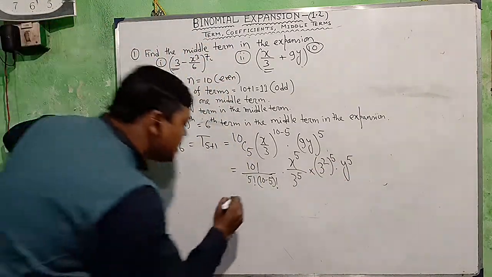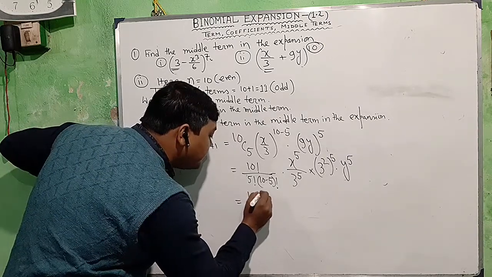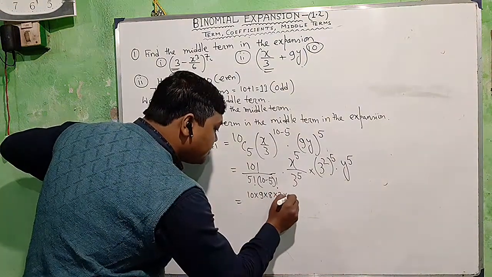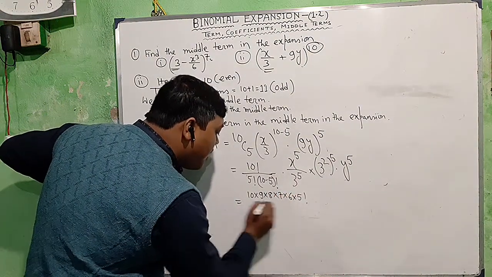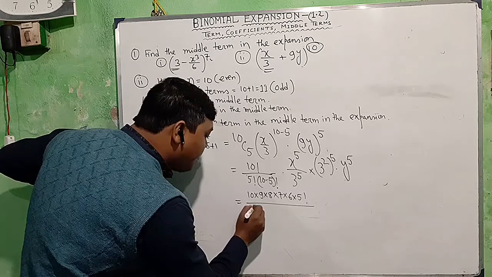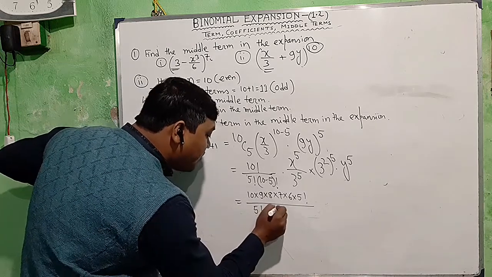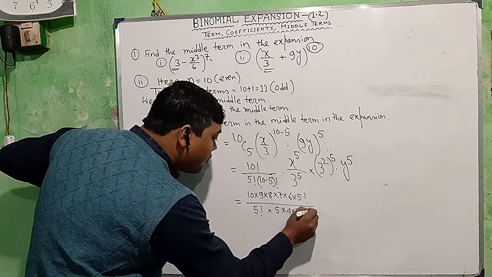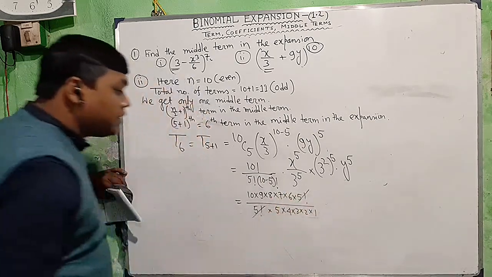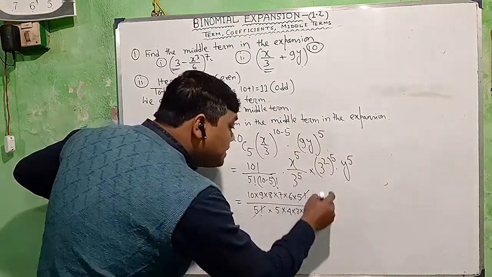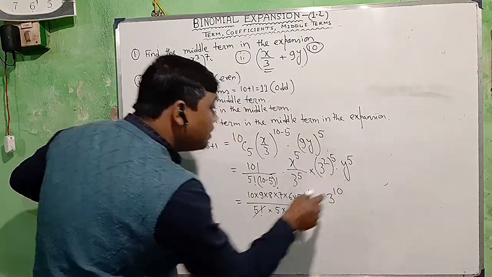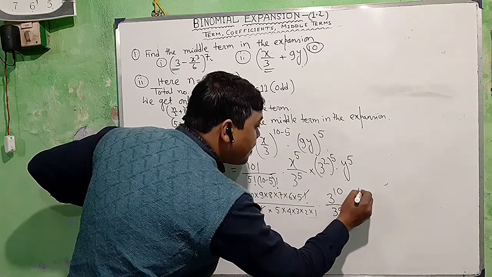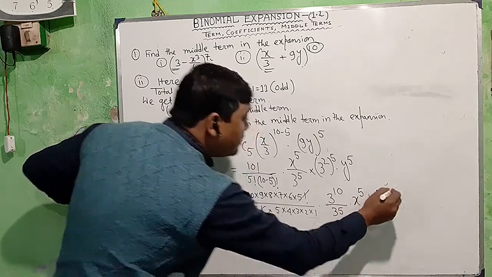So after some calculation, we will get 10 into 9 into 8 into 7 into 6 into 5 factorial by 5 factorial, and this is 5 factorial, you can write as 5 into 4 into 3 into 2 into 1. So 5 factorial cancelled. And this is 3 to the power 10, by 3 to the power 5, x to the power 5 into y to the power 5.